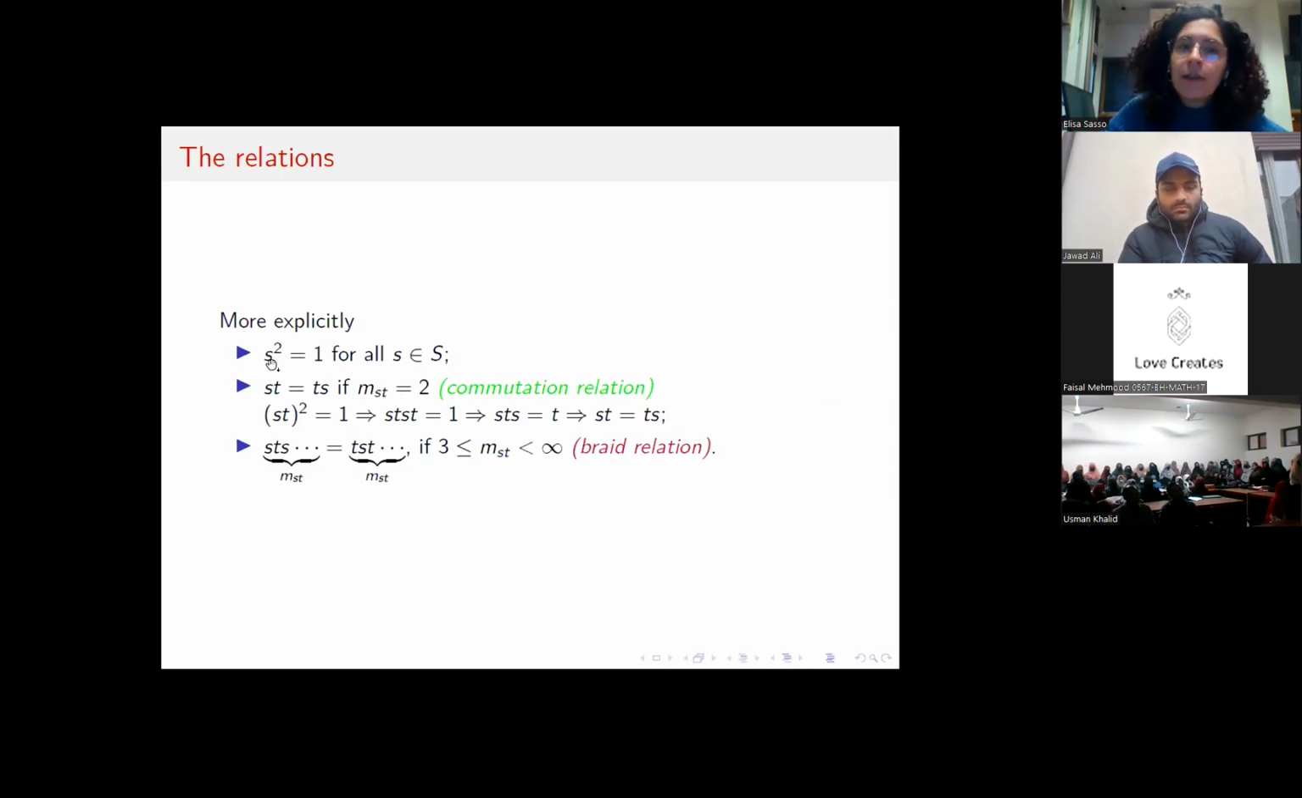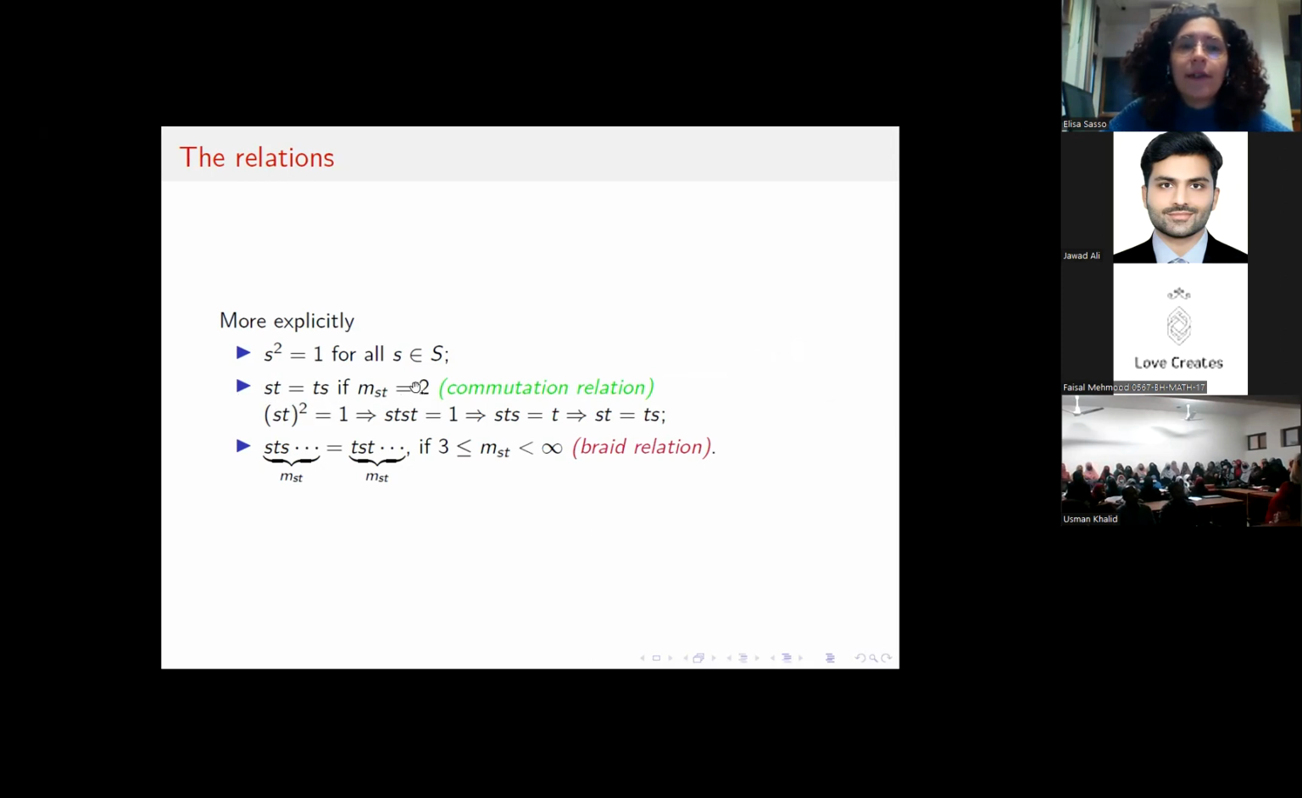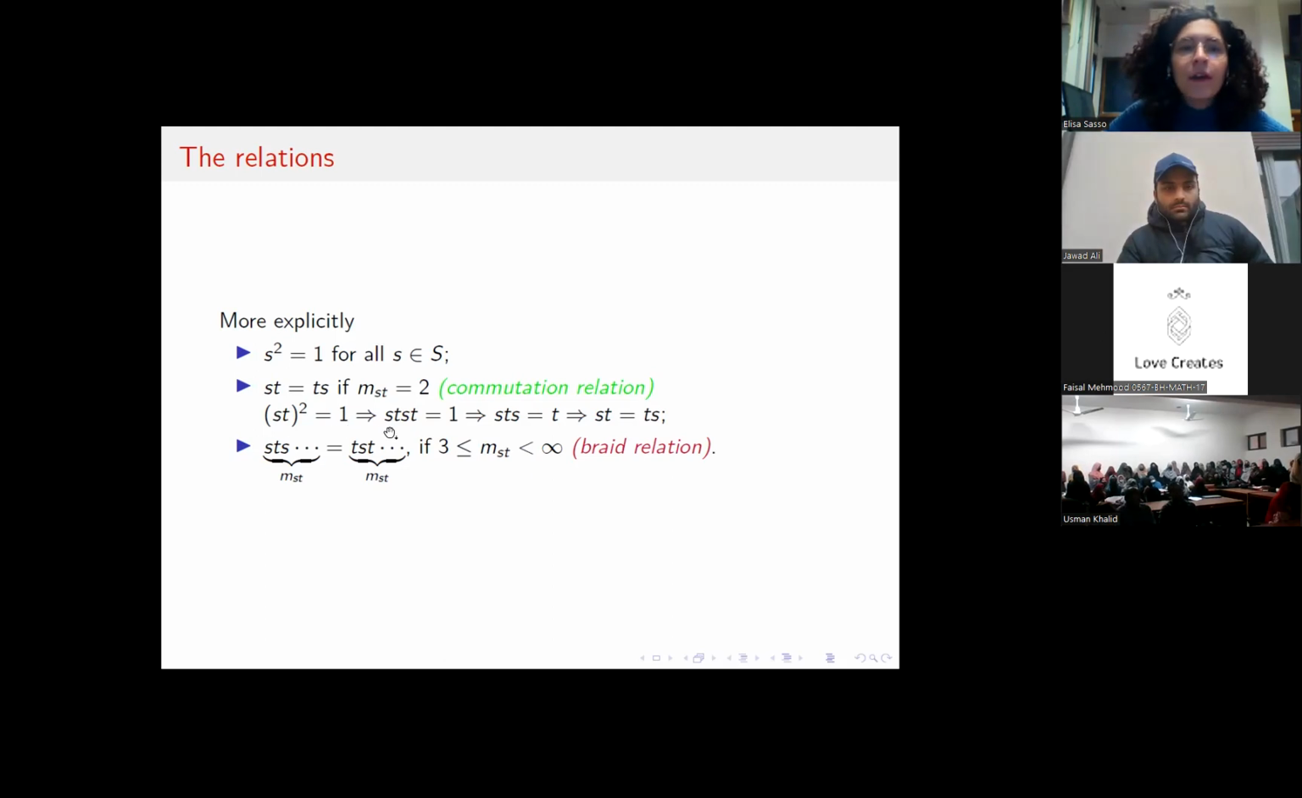So those relations tell us that every element of the set S is an involution, because every element to the square is equal to the identity. It also tells me that 2 elements of the set S commute, so ST is equal to TS, if the M number is equal to 2. And how do we say that? Because it is written in this row, (st) to the square is equal to the identity by definition. So we can write STST equal to the identity.